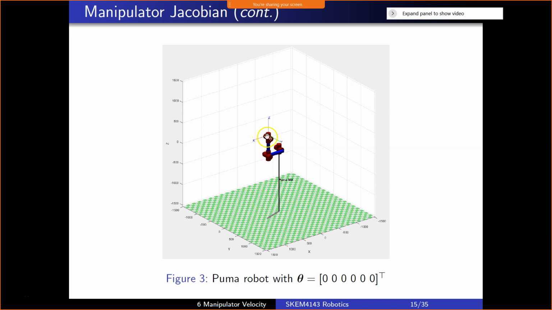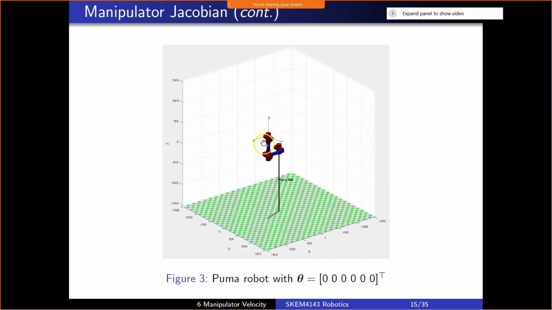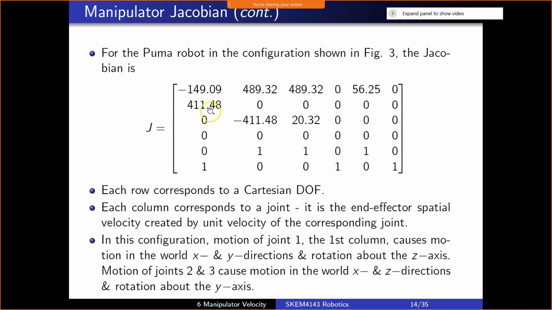So let's focus on the end effector, right? If joint 1 moves at 1 radian per second this way, and the rest of the joints do not move, they have 0 radian per second, for sure this end velocity will not move in the z direction. For sure, right? And that's why we have 0 here. And does it move in x and y as given by these values?